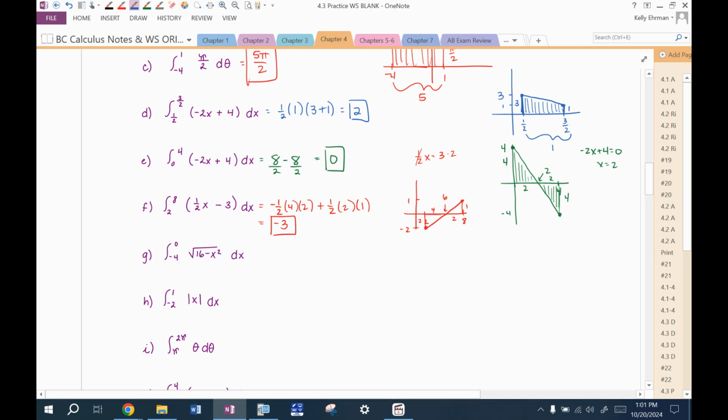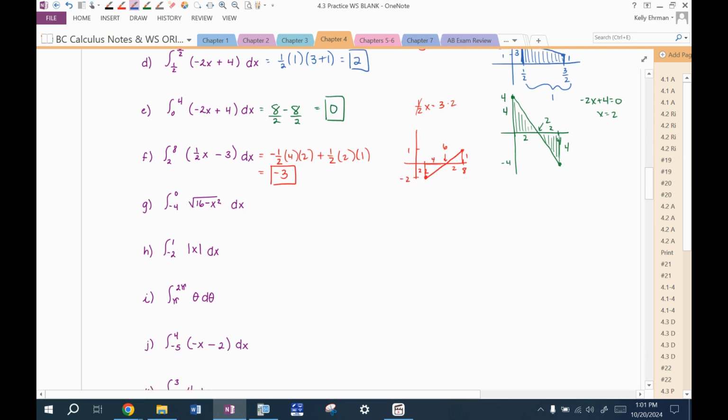This is a graph that I talked about a lot in the beginning of pre-calc. You should know that the square root of 16 minus x squared is a semicircle, but we're only looking at it from negative 4 to 0. So it's really only a quarter of a circle that we're looking at. And so we should be able to find the area of a quarter circle.